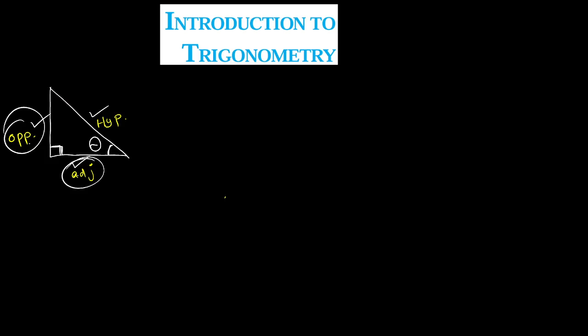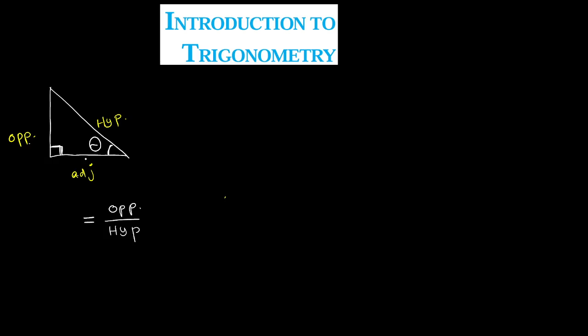So as long as theta is fixed, the ratio of the sides will be fixed. So let us give a name for each ratio. There are 6 ways I can find the ratio. One is opposite side by hypotenuse. Let me conclude it. After that I will interact with you. You can ask me doubts. Okay, that is the best way.